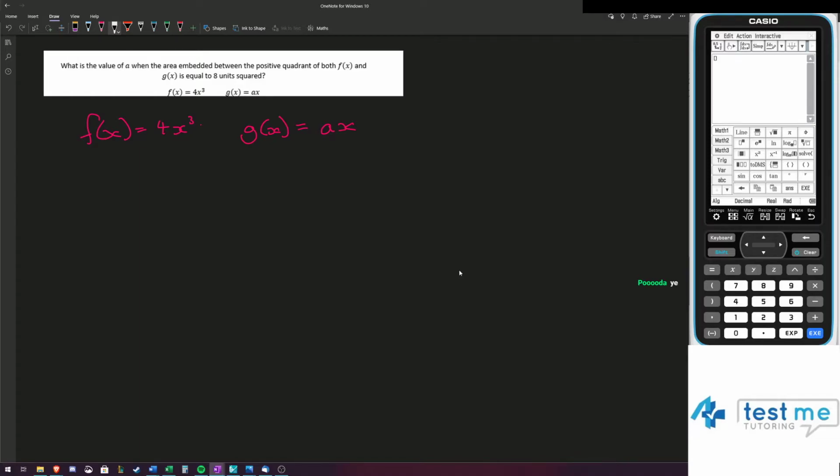So, alright, how do we work something like this out? When it comes to definite integrals, we are looking at the area. Okay, so we've got two graphs, and well, it says in the question the positive quadrant, so I'm only going to be looking at the positive quadrant. Now, 4x cubed, I hope we all know that's a cubic function. So we're going to be looking at something like that there.